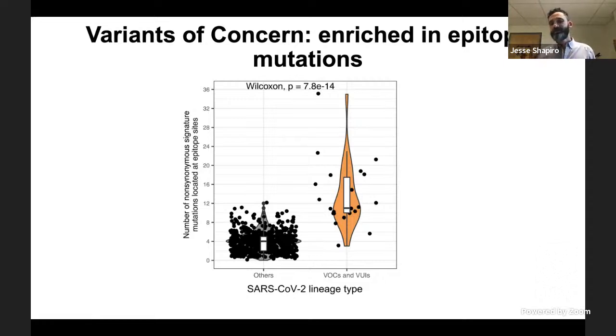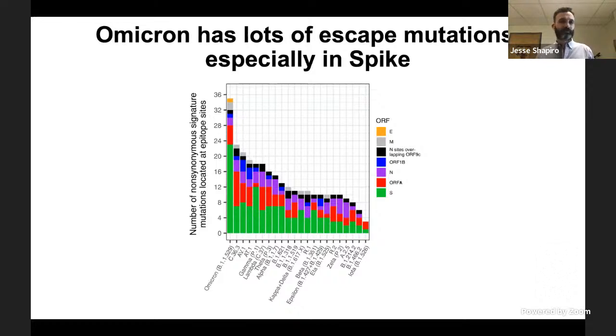So this, again, suggests that maybe some of the selection pressure for variants of concern is to evade immunity, or it could be at least a secondary effect. Maybe they're selected for transmission and then just by accident, they also evade immunity, but they certainly have a lot of these mutations. Here are the different variants of concern ranked.